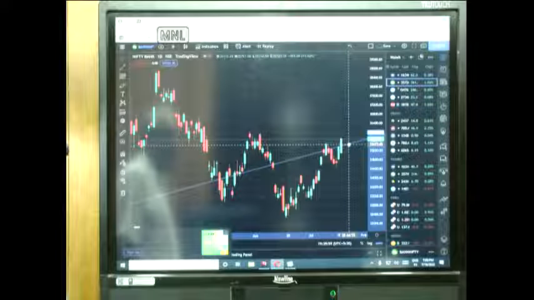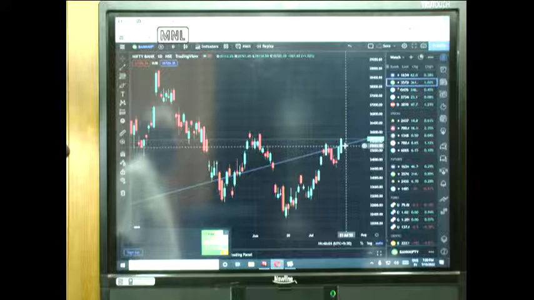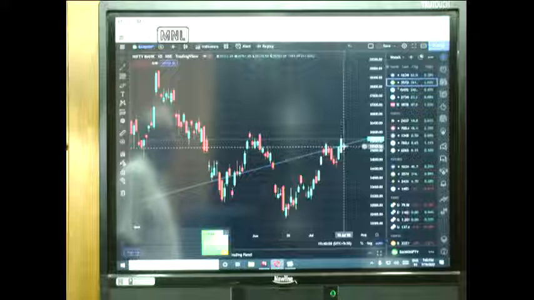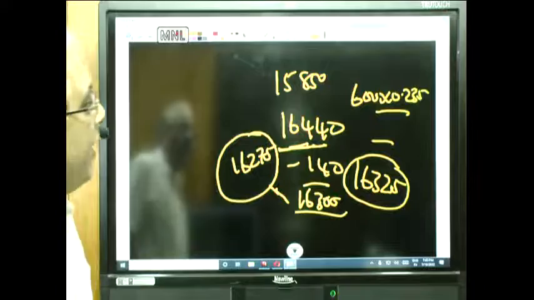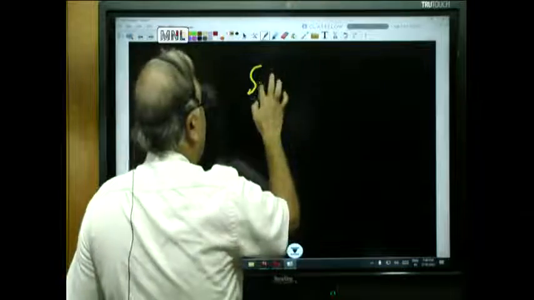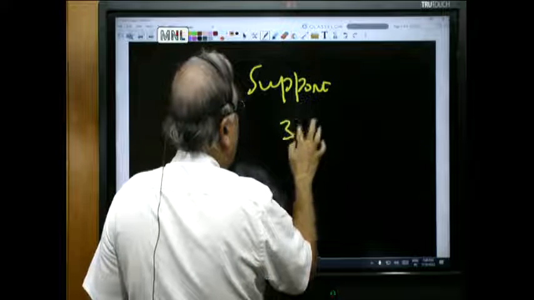So the first support can come tomorrow at 35,420. So today the low was 35,110. So tomorrow the first support can come closer to 35,410. So Bank Nifty support based on trend line is 35,420 tomorrow.